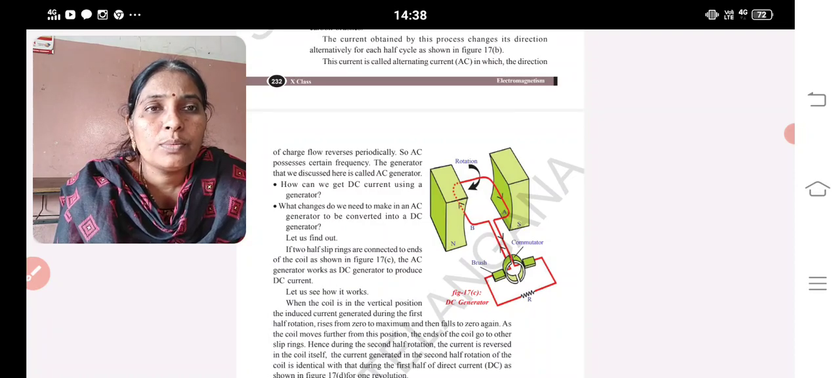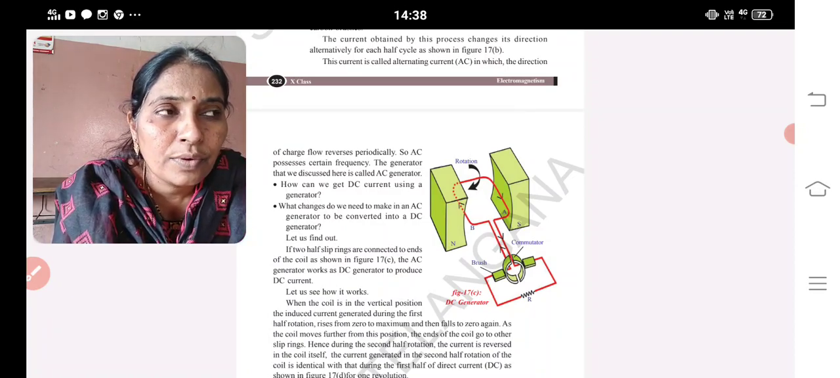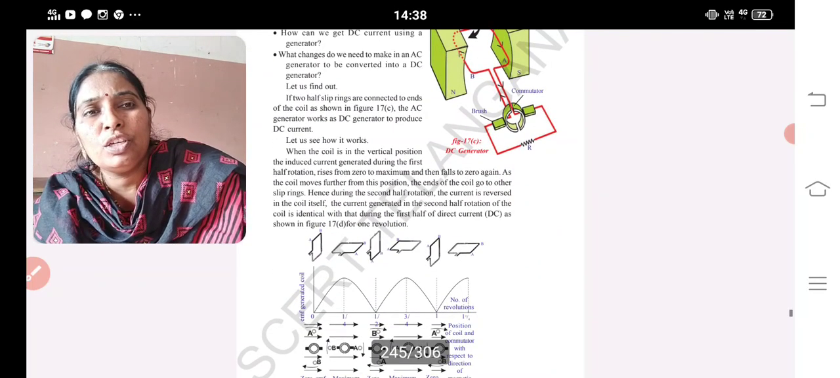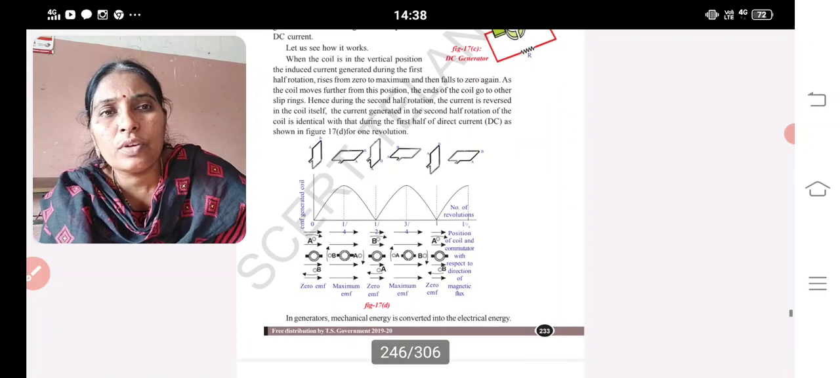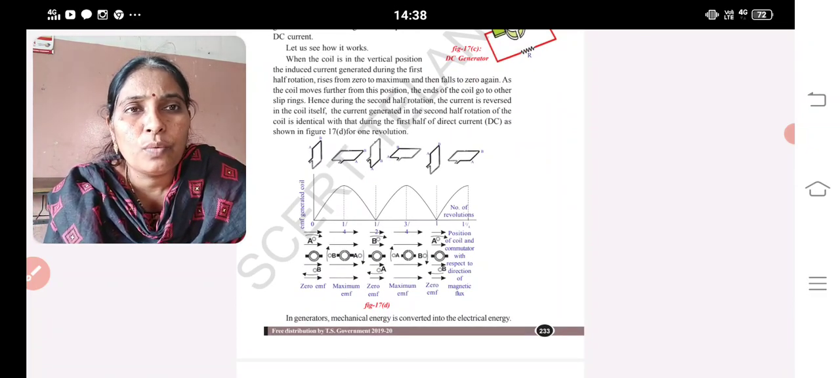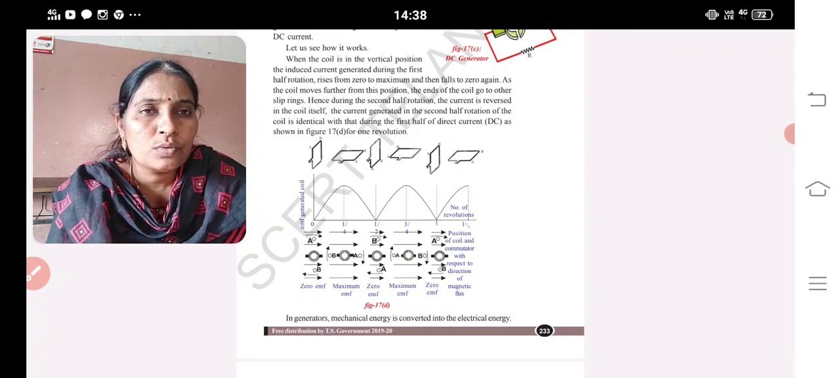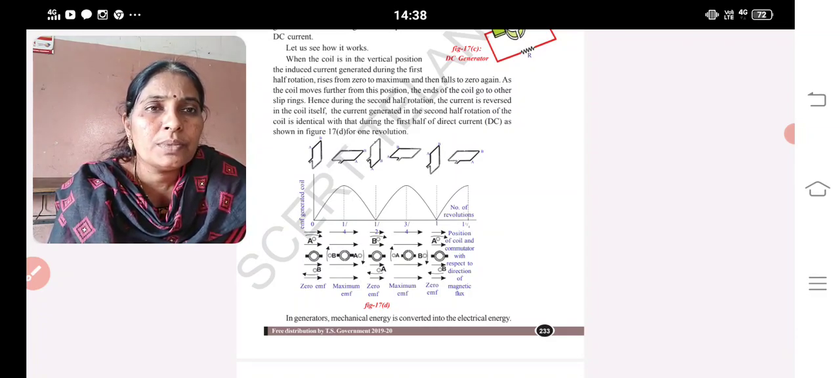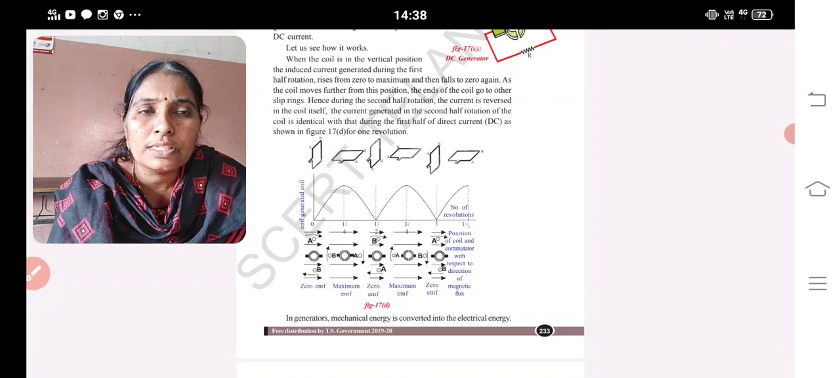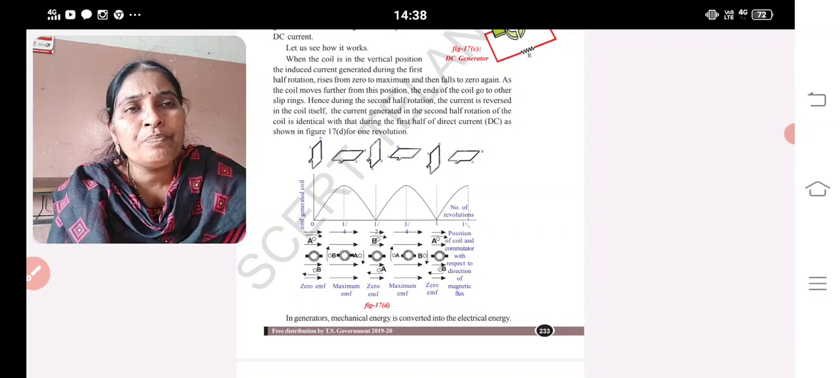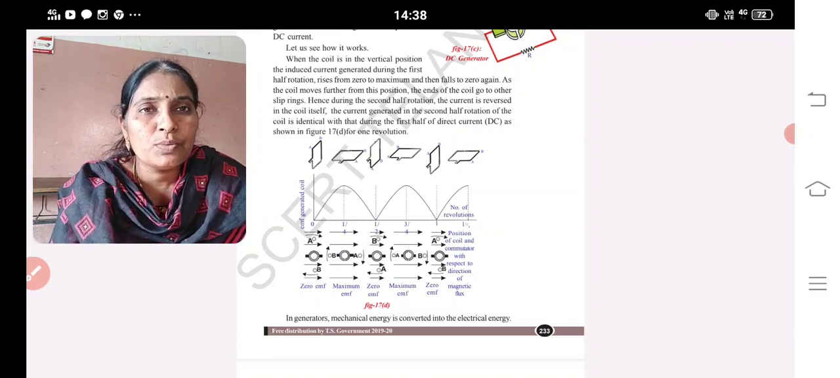So children, for every half rotation the coil's direction will be reversed. It goes from 0 to maximum and maximum to 0. By seeing the graph also you can understand. Initially it starts at 0 and reaches the peak, that is the maximum. Again it slows down to 0. When it comes to the half rotation, it comes to 0. Again slowly it picks up and rises to the peak. Again falls. 0 to maximum, maximum to 0, 0 to maximum. This procedure continues for every half rotation, and this is the principle behind the working of a generator.